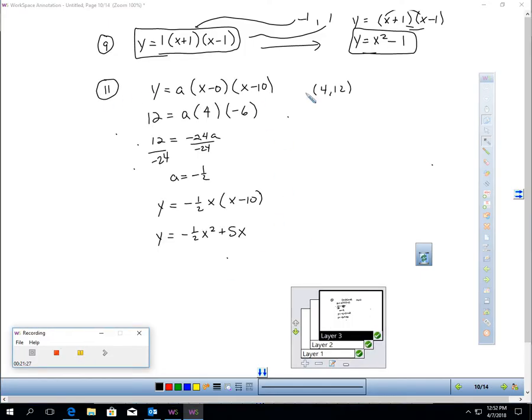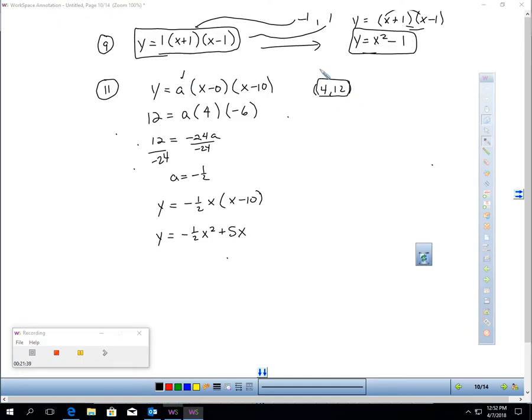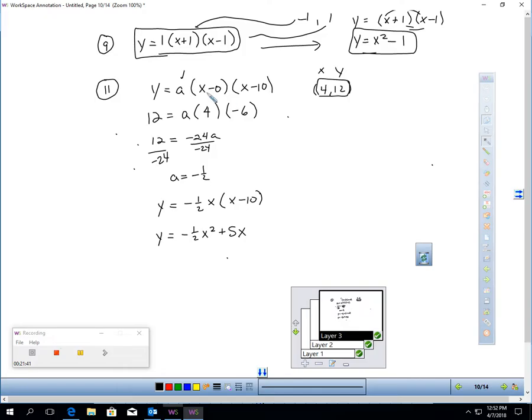So here's the work for 11. My intercepts are 0 and 10. Now remember, it's going to be backwards from what it looks like. I don't know what A is, though. So I can take the point for 12. X is 4, y is 12. Wherever I see x, I'll put a 4 in. So 4 minus 0 is 4. 4 minus 10 is negative 6. And y, you see, is 12.